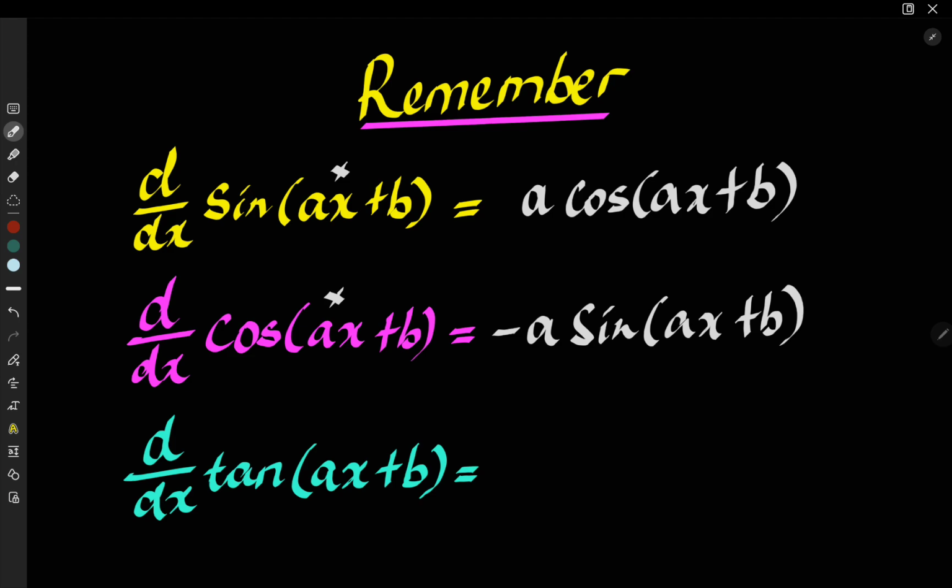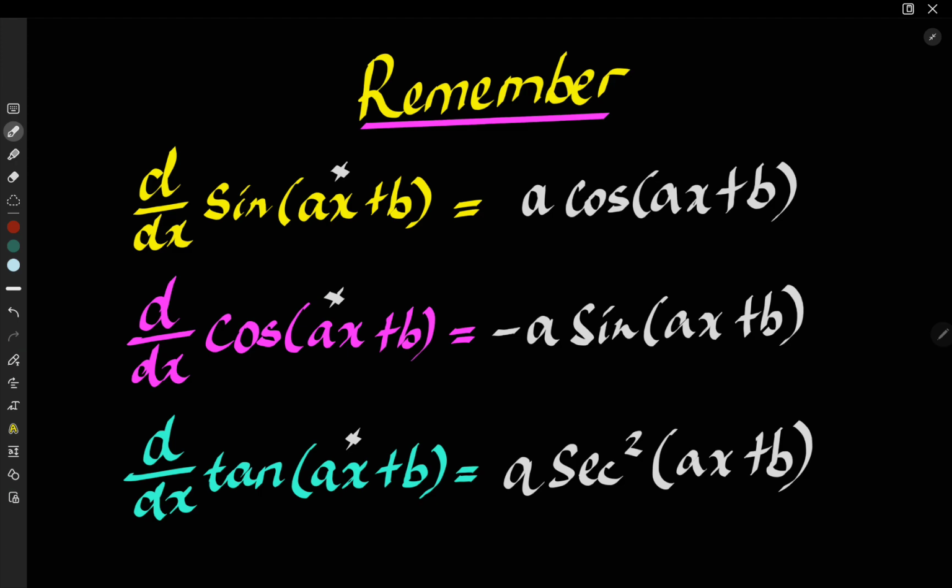And also for the derivative of tan, we say the derivative of tan is sec squared. But once again, we multiply with the coefficient of x, which in this case is a. So then the derivative will be a sec²(ax + b). So that is the derivatives of the trigonometric functions.